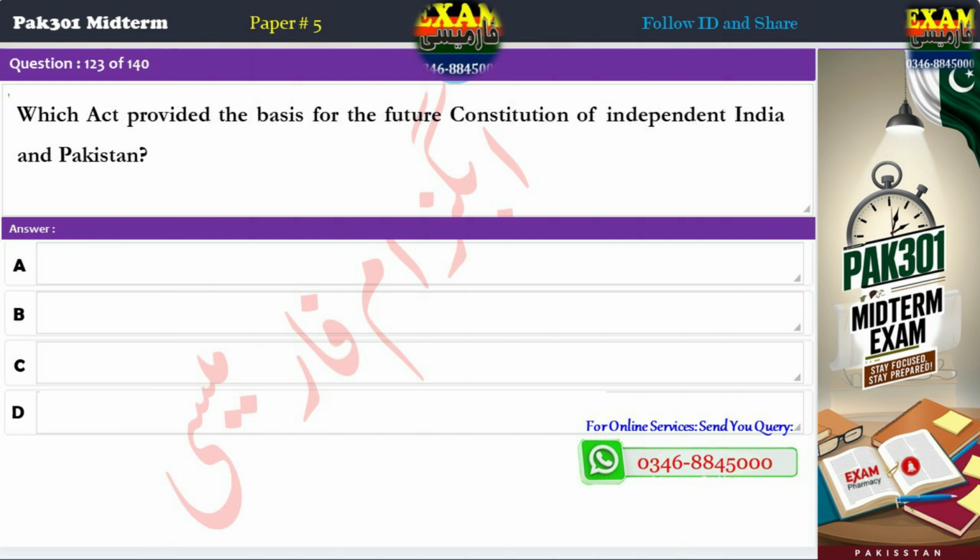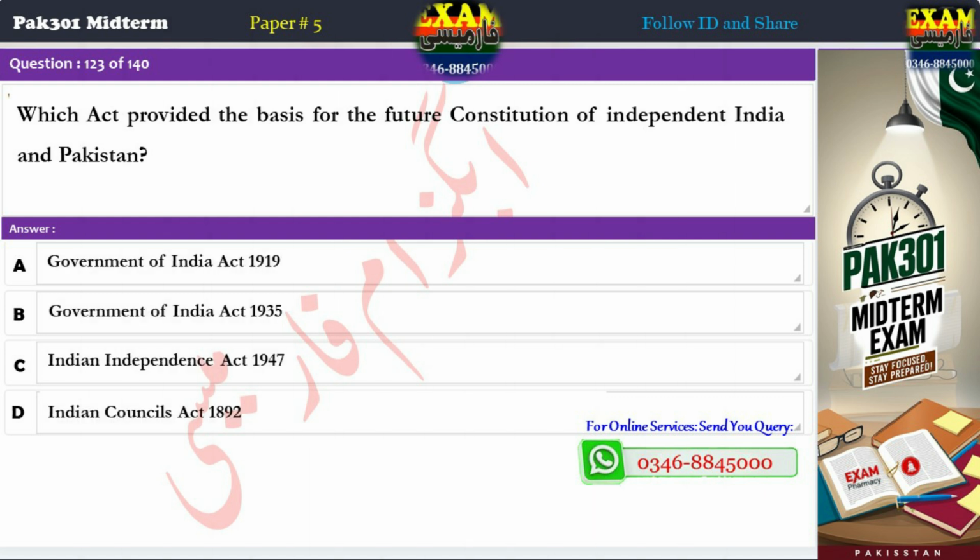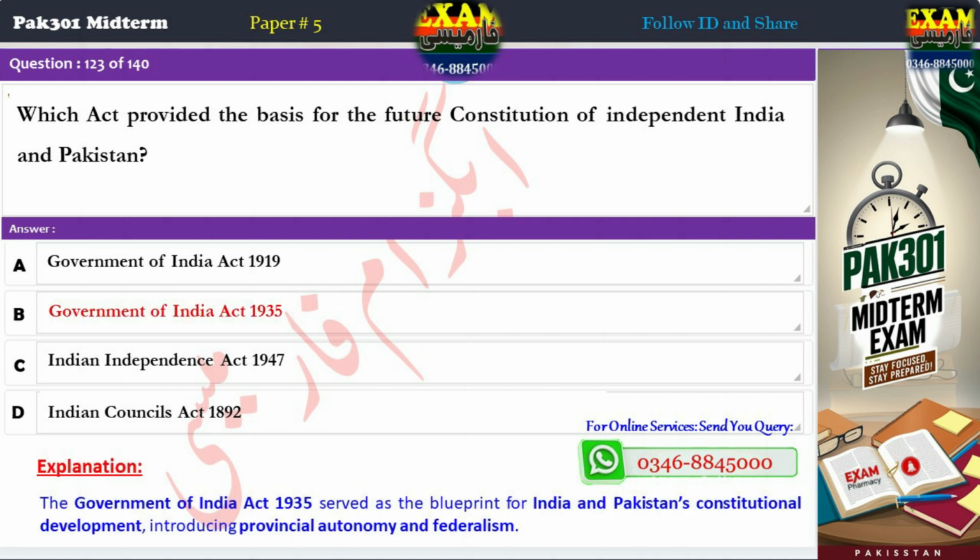Question 123. Which act provided the basis for the future constitution of independent India and Pakistan? A. Government of India Act 1919. B. Government of India Act 1935. C. Indian Independence Act 1947. D. Indian Councils Act 1892. Correct answer: B. Explanation: The Government of India Act 1935 served as the blueprint for India and Pakistan's constitutional development, introducing provincial autonomy and federalism.